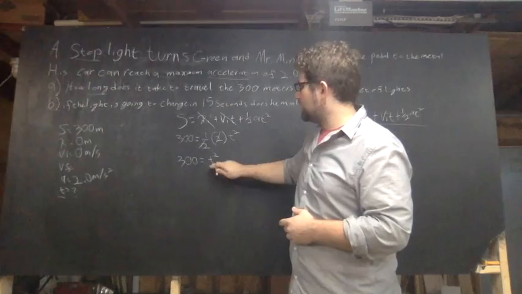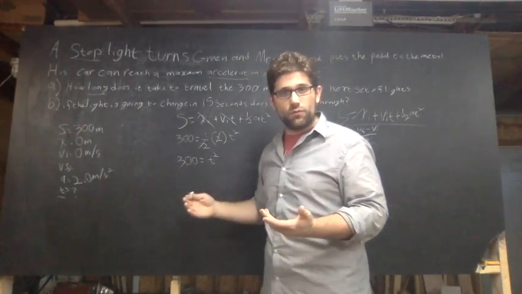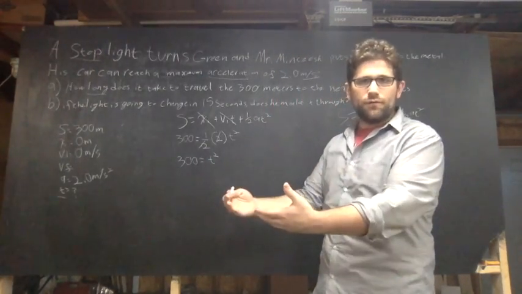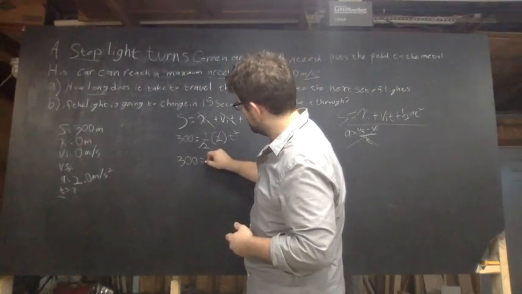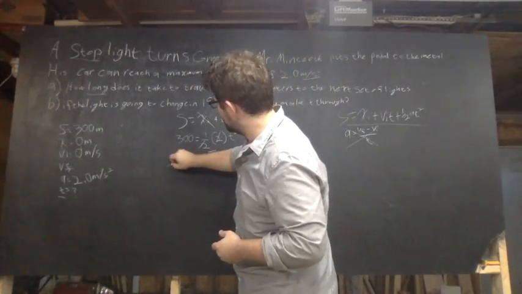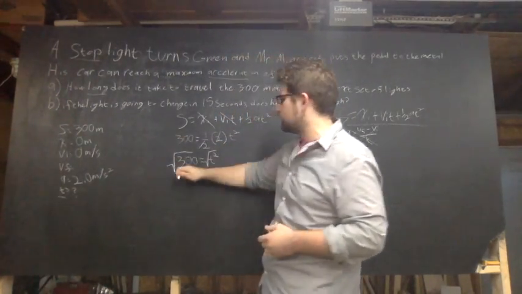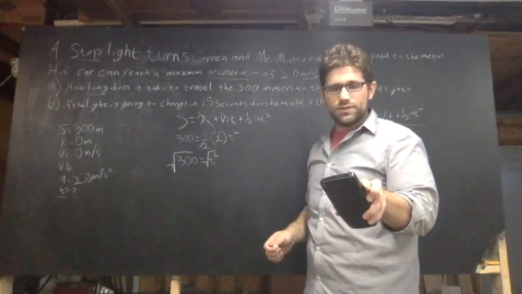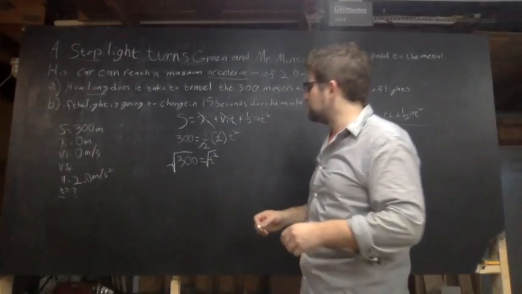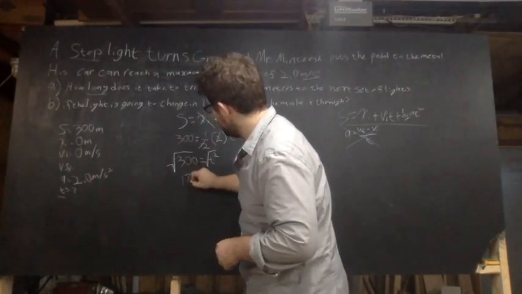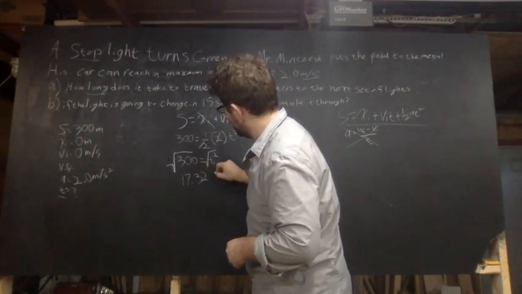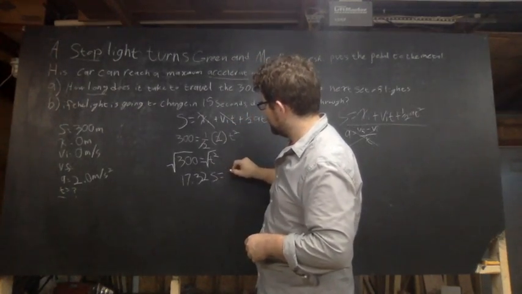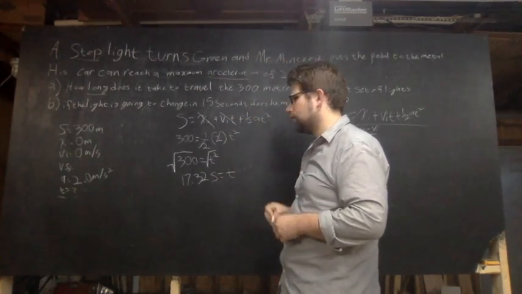So how do I get t then? Well, I have to square root. That is the opposite of a square. So square root both sides. And if I square root 300, I end up with 17.32. That's going to be in seconds. It's equal to t. There we go.